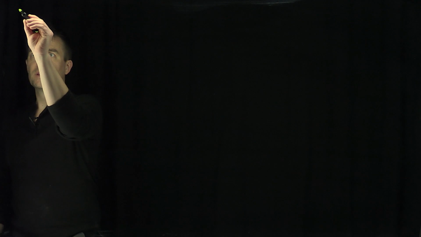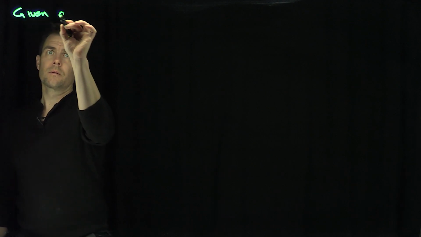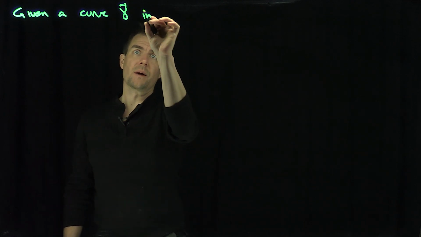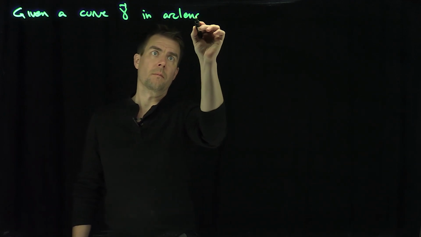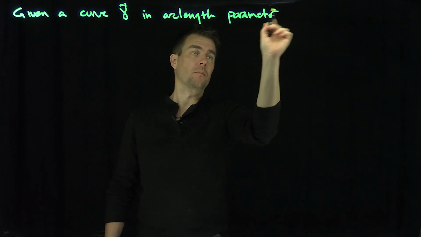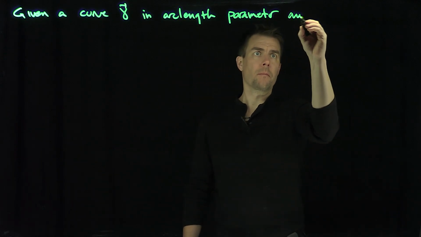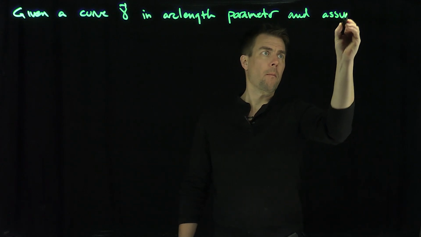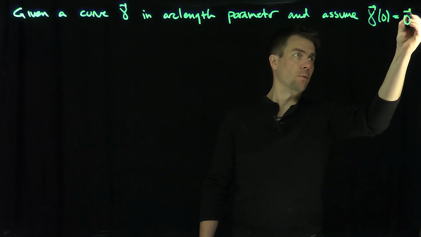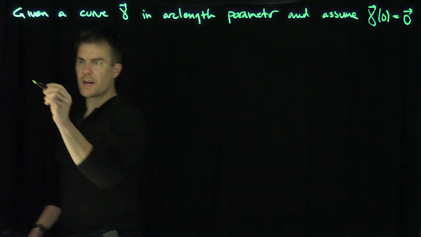Hello students, in this video we'll discuss the canonical form of a curve near a point. Let's be given a curve in arc length parameter. And assume that gamma of 0 is just the 0 vector. In other words, I'm going to center this curve so it starts at the origin.